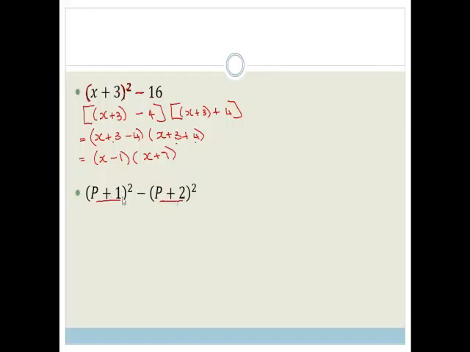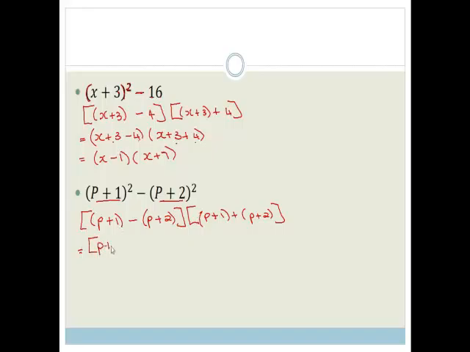But I'm going to show you a much quicker method, where we realize that if we've got the square of the first, the square of the last, and a minus, we have the difference of two squares. So let's have a look at this. We've got p plus 1 minus p plus 2, and then we do it again but with a plus sign. So we've got p plus 1 plus p plus 2. Right, so then let's get rid of these brackets.